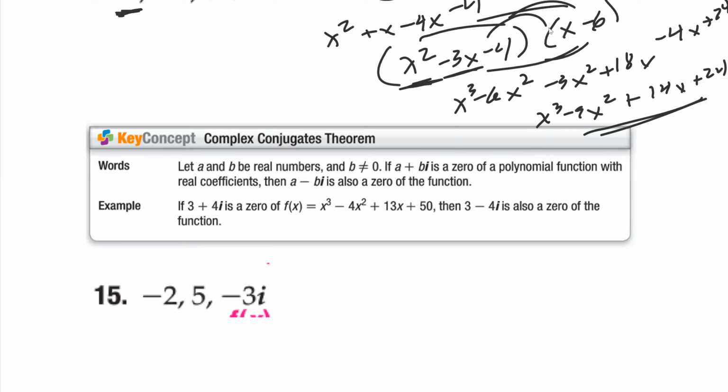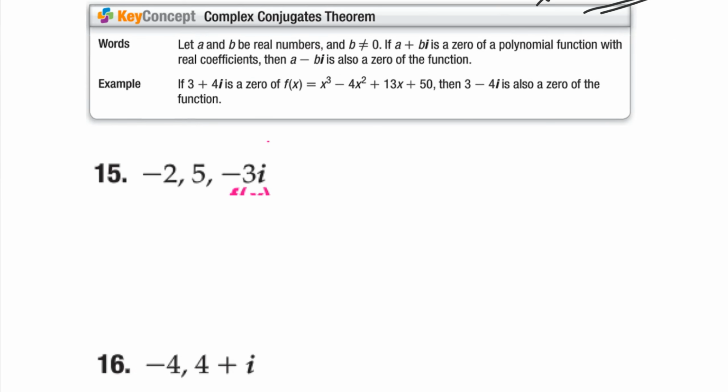Now let's talk about i's. We do the exact same thing for i's, except there's one thing about i's, and it's called the complex conjugate theorem. Like I mentioned before, i's come in pairs. So if you have one i, you're going to have at least two i's. They come in pairs of conjugates. This is why conjugates are so important.